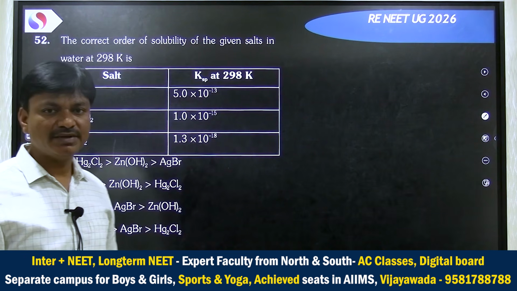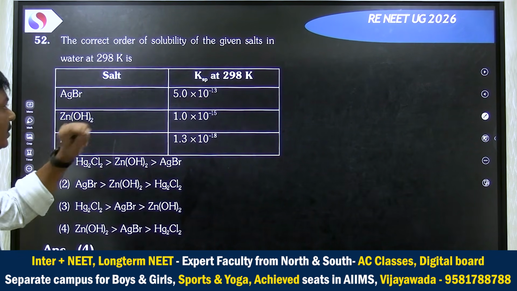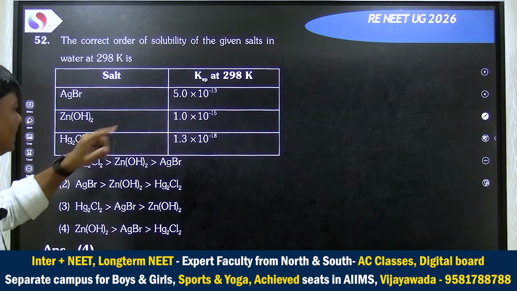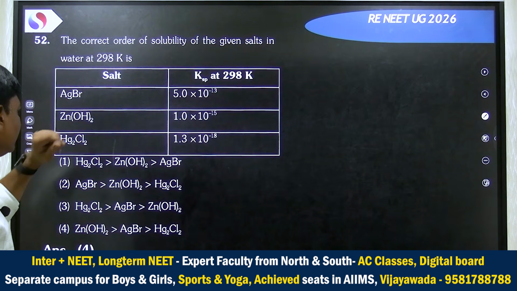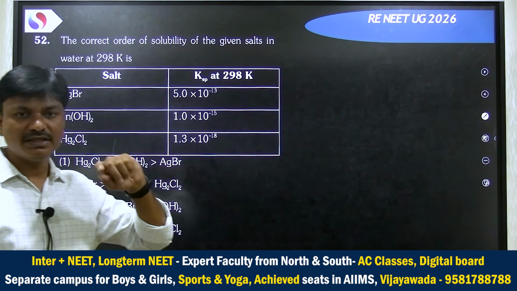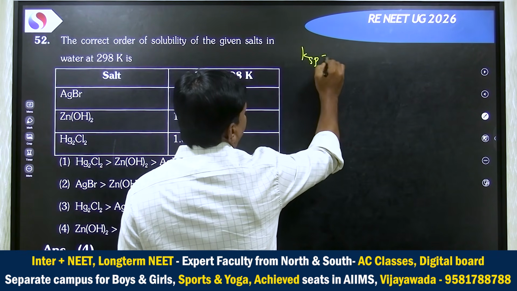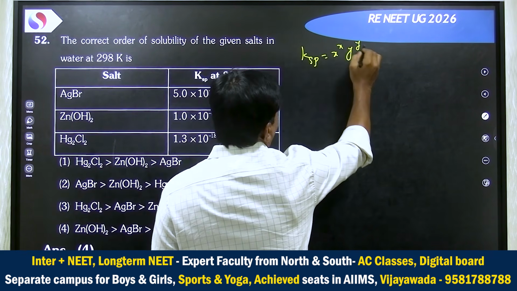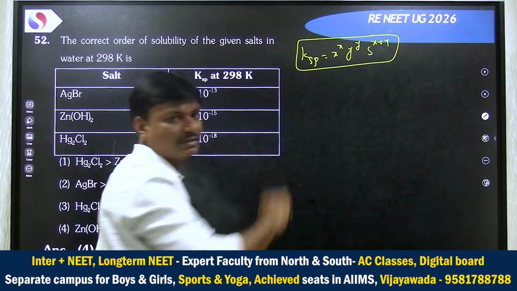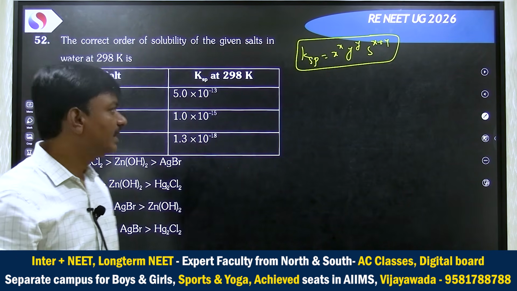Okay. Next one is question 52. The correct order of solubility of the given salts. So we have to calculate solubility. It is from the ionic equilibrium chapter. Ksp values will be given for AgBr, Zn(OH)2 and Hg2Cl2. What is the relation between the solubility product and solubility? Here Ksp is equal to x to the power x, y to the power y, and s to the power x plus y. It is the relation between solubility and solubility product. Here x means the number of cations, y means the number of anions.